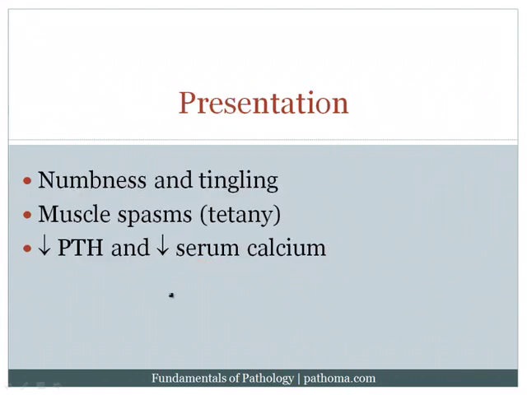The presentation would be based on the fact that there would be a low serum free calcium, and so you get numbness and tingling. That's a very early sign, particularly perioral around the lips. And then they can also get muscle spasms, and the classic examples of this would be the Trousseau sign, where you feel the blood pressure cuff on the patient's arm and you get muscle spasms, or you could get Chvostek's sign, where you tap on the facial nerve and also get muscle spasms.